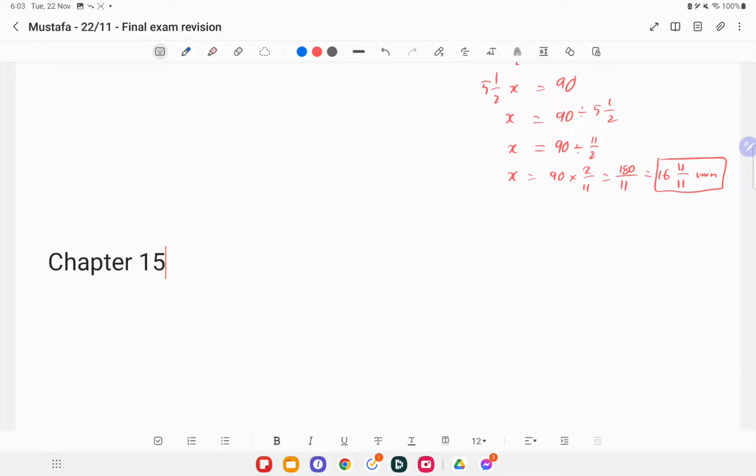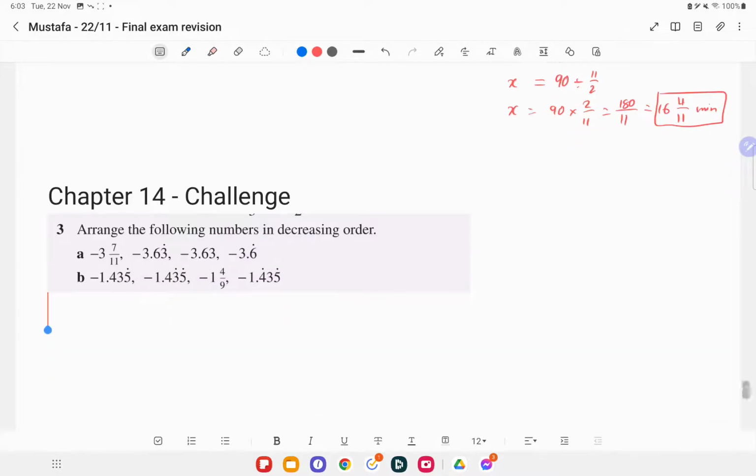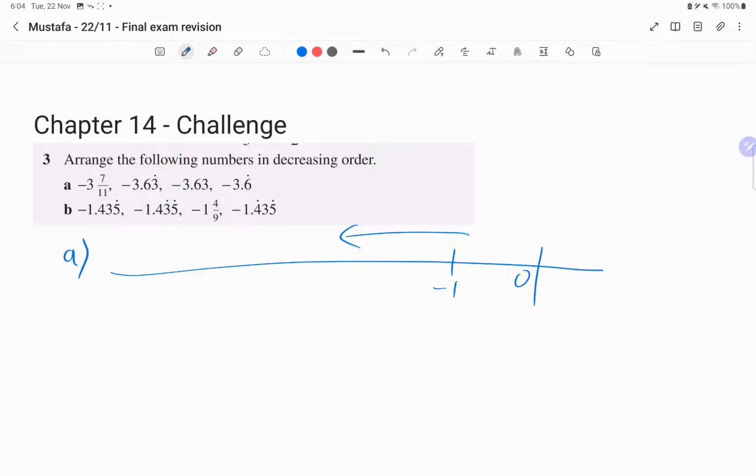So this is chapter 14. Okay, arrange in decreasing order, right? So for question A, the easiest is to use a number line. Note that these are all negative numbers, so I'll put 0 here. Now, they want decreasing order, which means you go this way. As you go to the left, it gets more negative, so it gets smaller. So the one closest to 0 is the biggest one. Like negative 1 is bigger than negative 3. Which means when you're looking at the values in the negative, you need the smallest one.